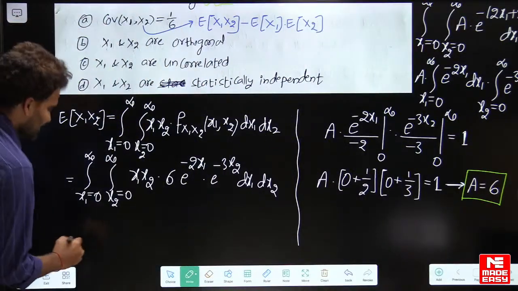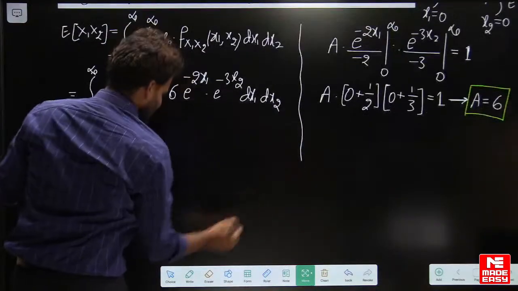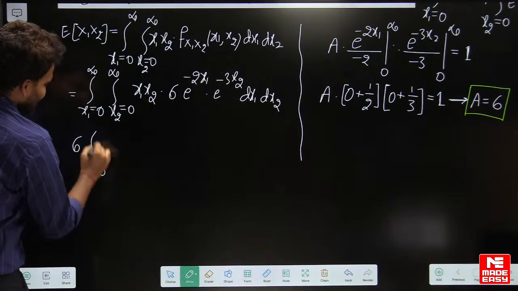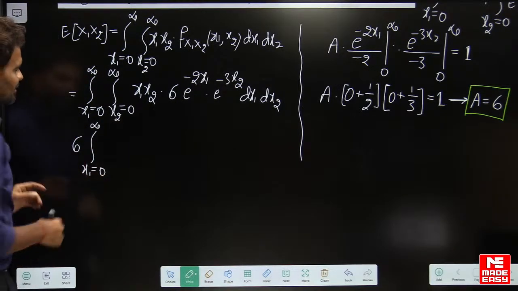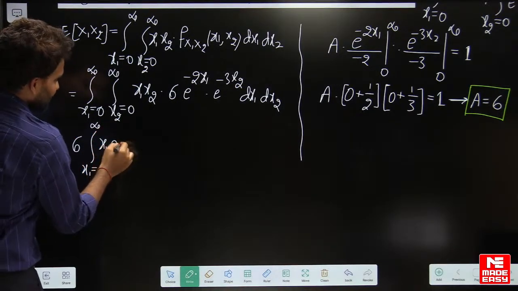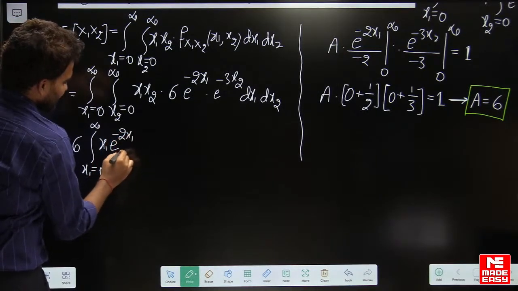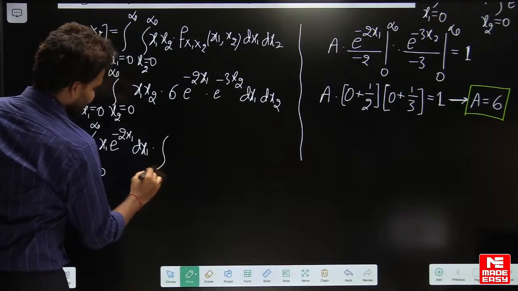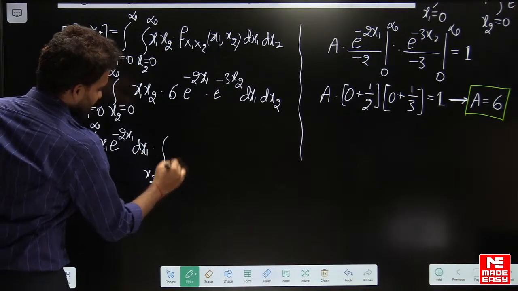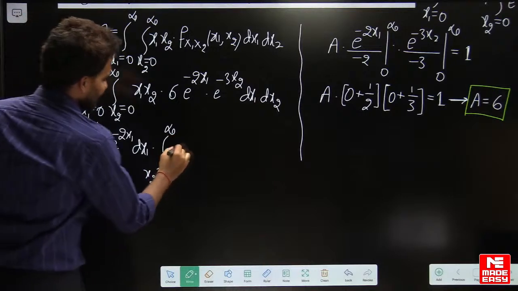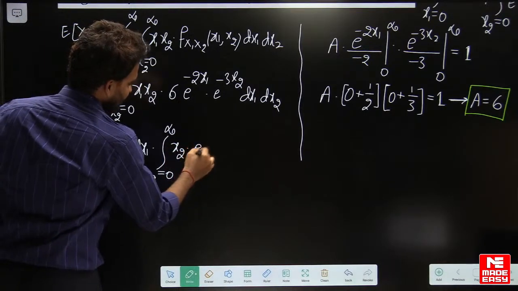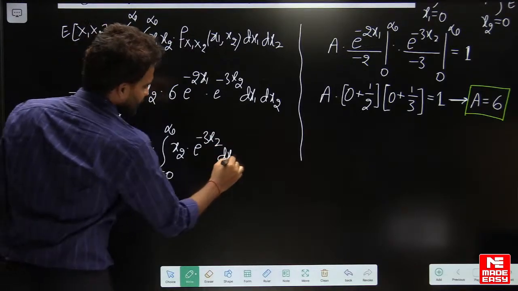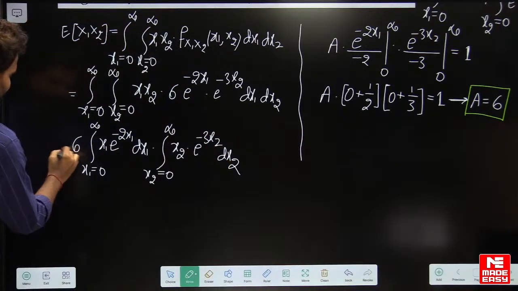Okay. Now this is 6 times 2 integration. x1 equals 0 to infinity. I'm separating the x1 and x2 terms: x1 into e power minus 2x1 dx1, and x2 equals 0 to infinity, x2 into e power minus 3x2 dx2.